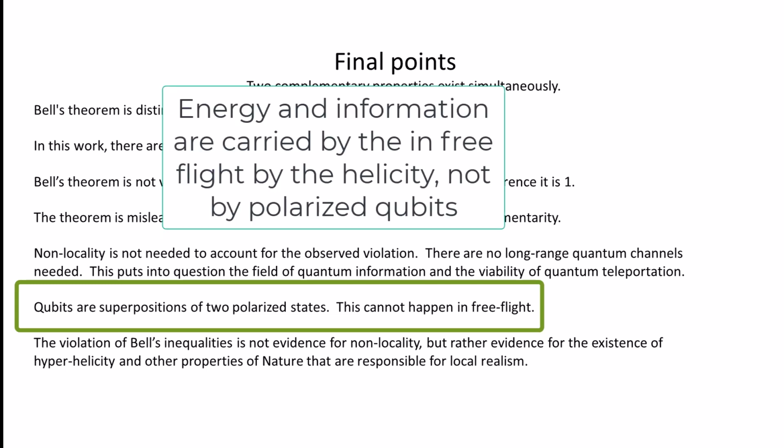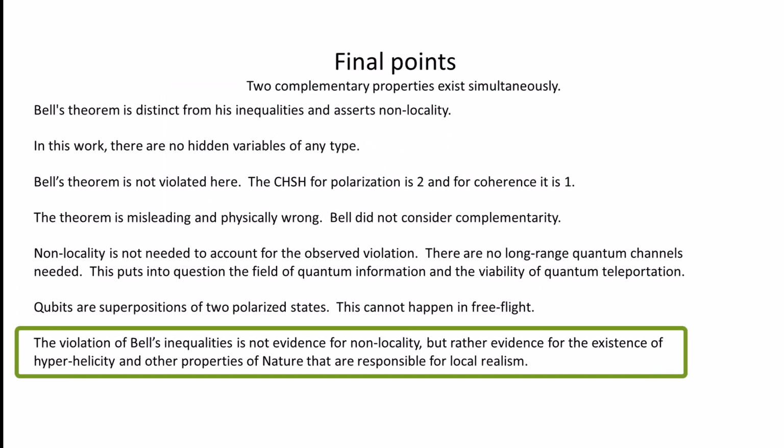Energy is transported in free flight by the spinning due to helicity, not carried by polarized qubits. The violation of Bell's inequalities, in the end, is not evidence for non-locality, but rather evidence for the existence of hyper-helicity and other properties of nature that are responsible for local realism.